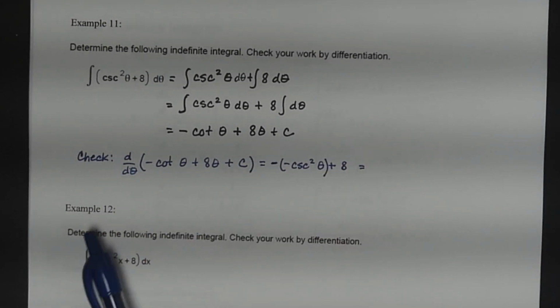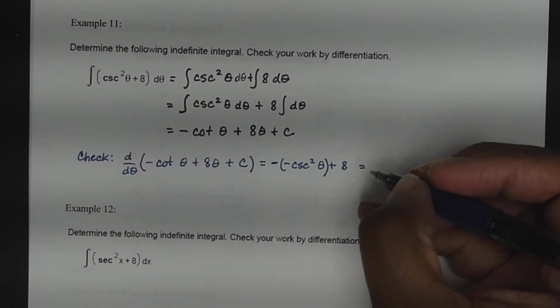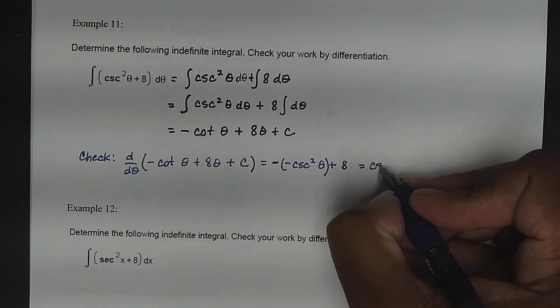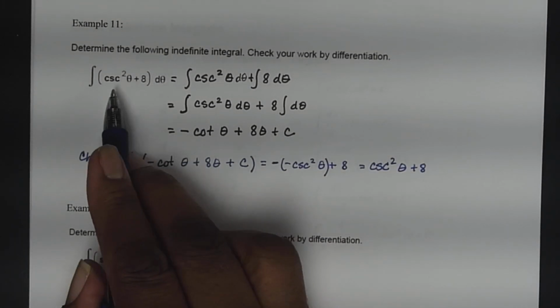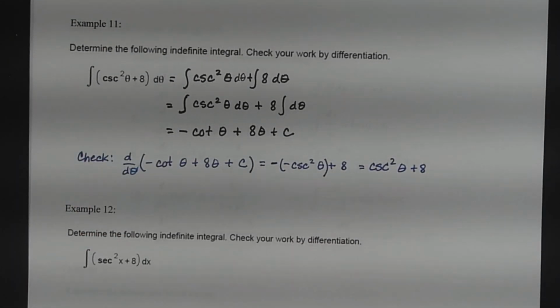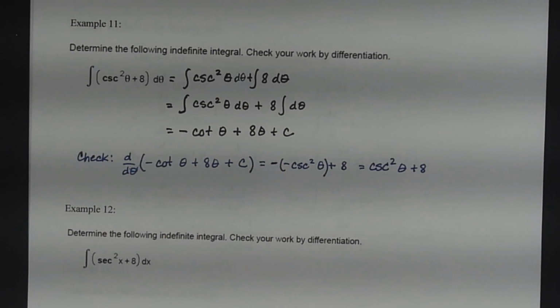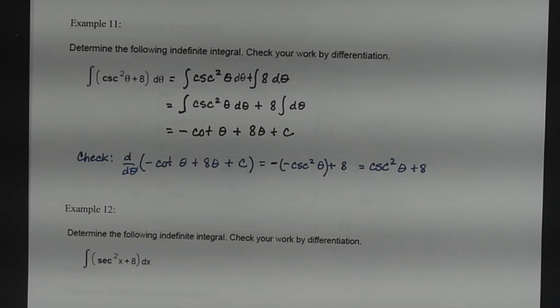Okay. So negative cosecant squared of theta would be cosecant squared of theta, and then plus 8, which is this integrand that I started off with. Okay. So that's how we check by differentiation.